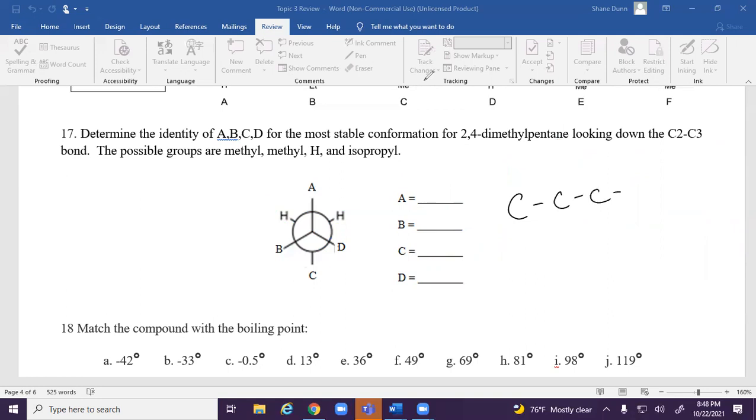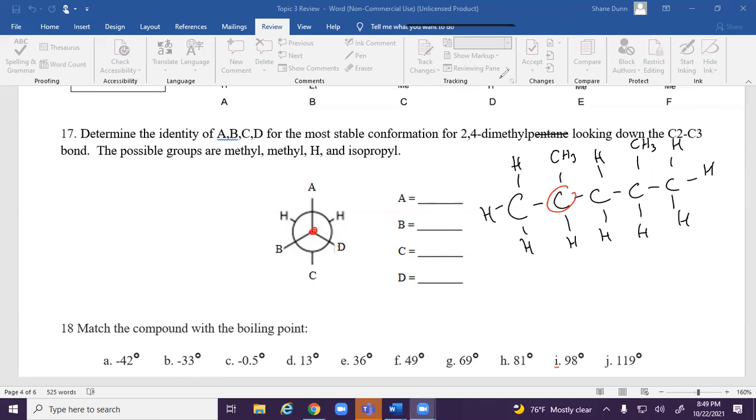One, two, three, four, five. So that takes care of the pentane. Okay. And then I have a methyl on two and four. And then this would be H, H, H, H, H, H, H, H, H. Okay. And we're looking at carbon 2, which is red, and carbon 3, which is blue. What's attached to carbon 2? Two methyls. Right, and this guy, and then one hydrogen.